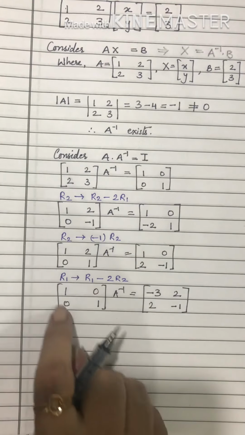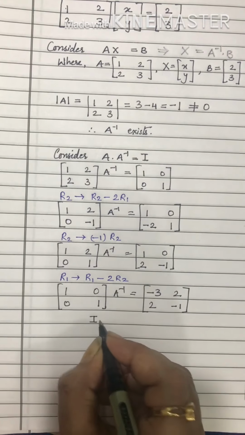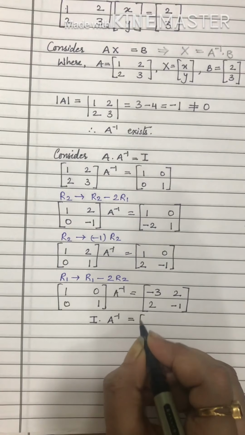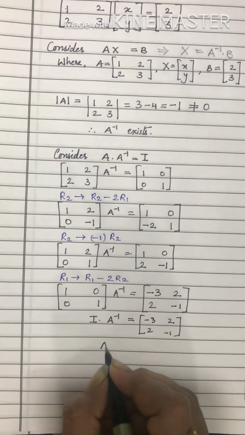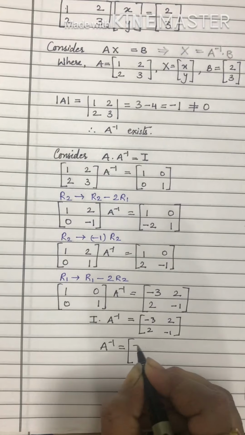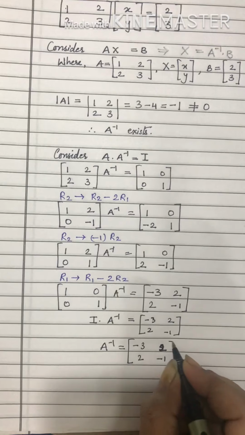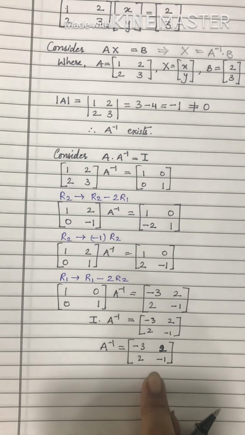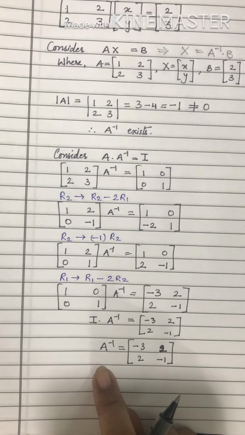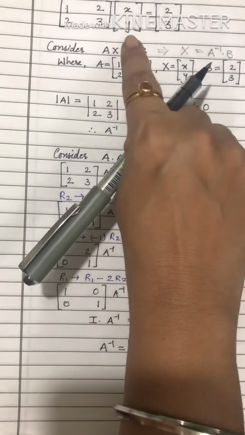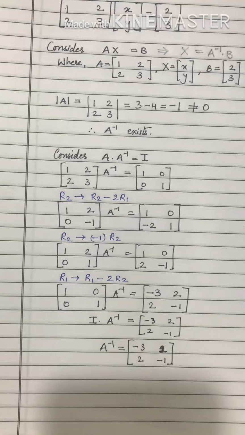Okay, so now here in LHS, when the given matrix A is converted into identity matrix, that means we have reached this step. I into A inverse is equal to this matrix. So that means A inverse is equal to the matrix with elements minus 3, 2, 2, minus 1. Okay, so this is the value we have got for A inverse. Now we will continue further because we are actually trying to find the value of x. Okay, so let's continue it further.